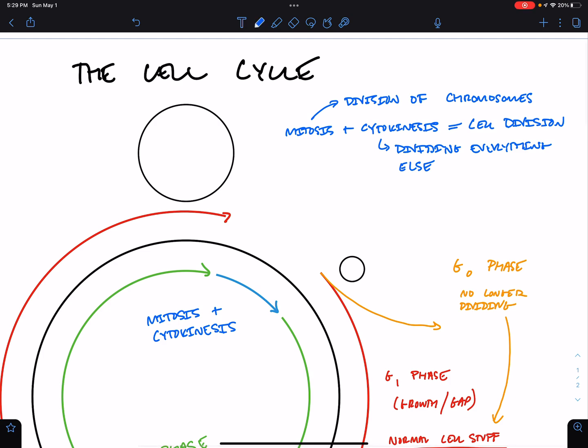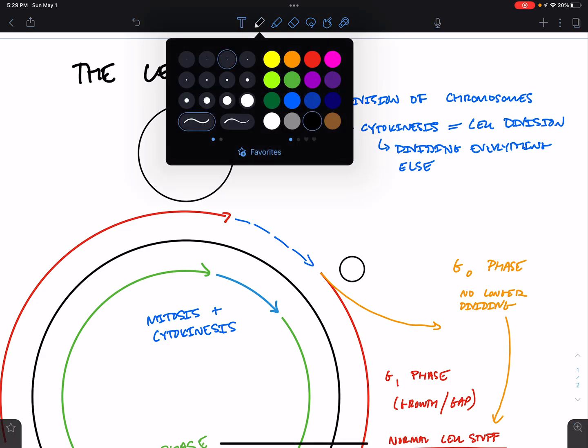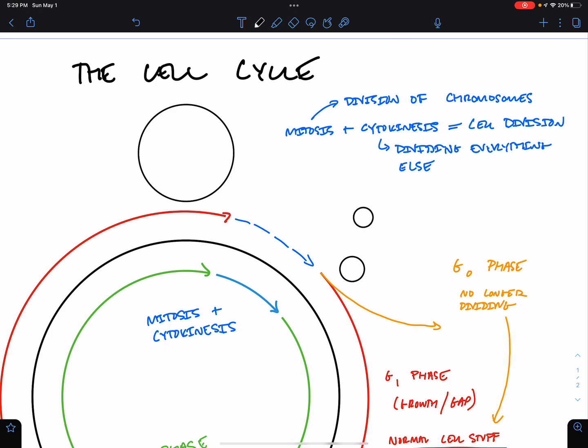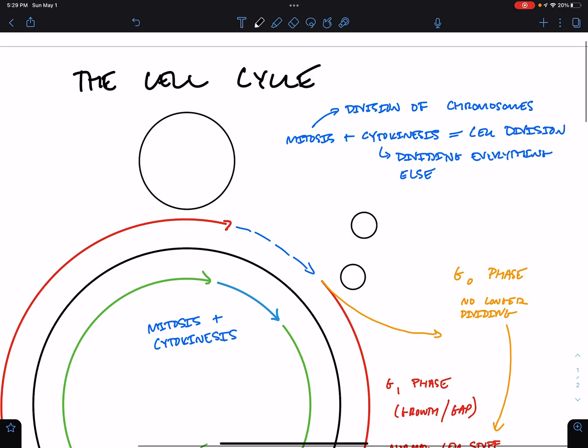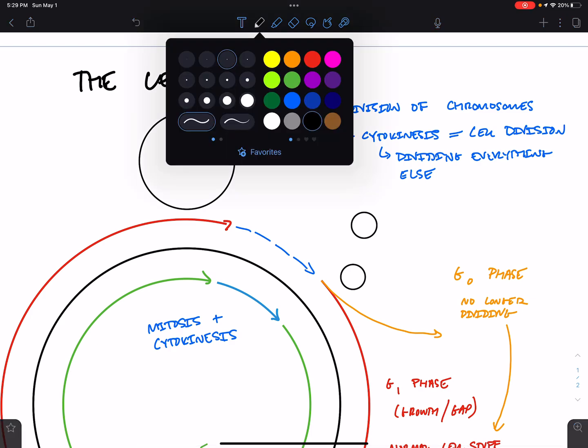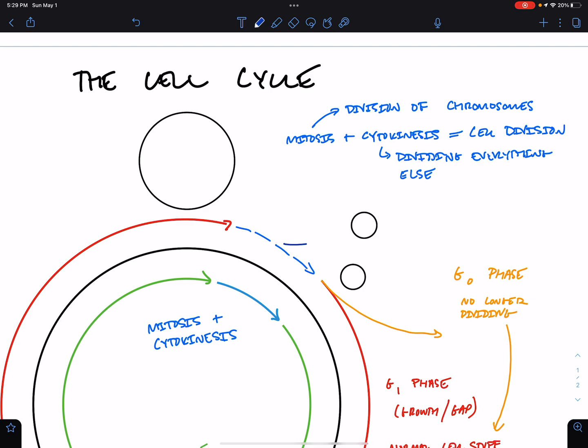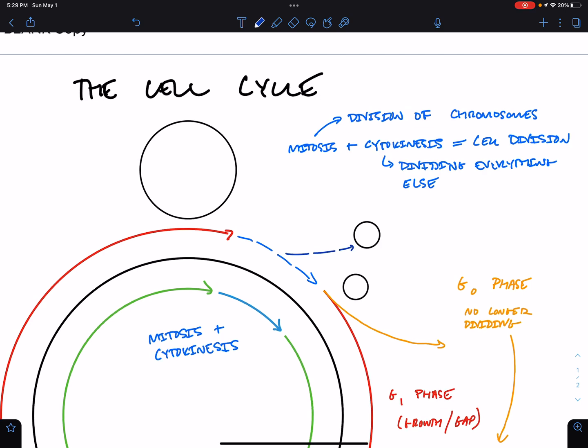So I guess we can draw this out here, that mitosis and cytokinesis, when they occur, are going to lead to 2 cells, like so. And then this one is going to go off in this direction. So this one cell splits into 2. This guy and that guy.